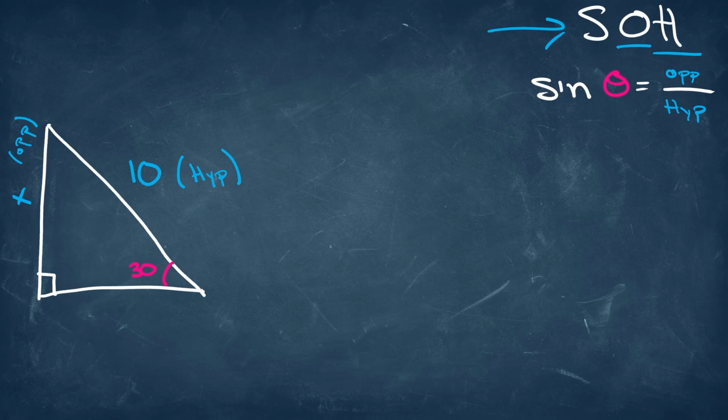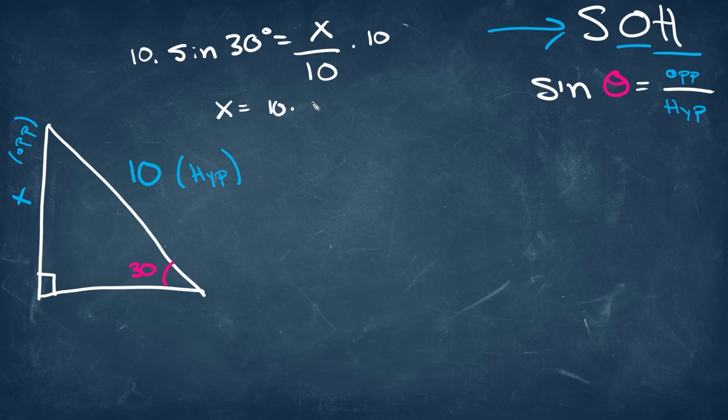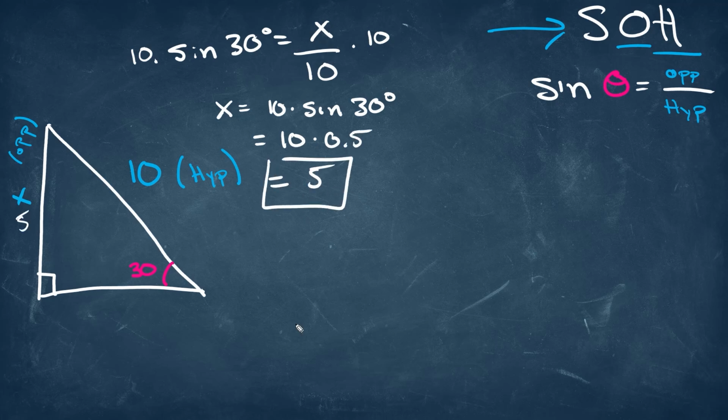With that information, we can plug it into our equation, where we see that we have sine of our angle 30 degrees is equal to opposite, which is x, over 10. We can solve for x by multiplying both sides by 10. So x is going to be equal to 10 times the sine of 30. We can use a calculator to figure out the sine of 30 is going to be equal to 0.5. Multiplying those two numbers will give us an answer of 5.